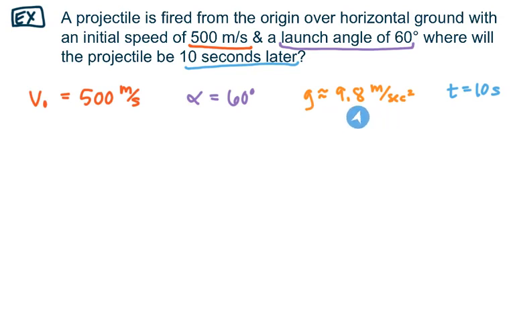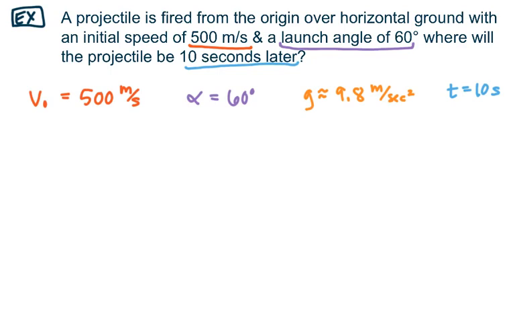As a note for this g, if we were in the imperial system using feet or yards, we use 32.1 feet per second squared. So just keep that in mind when you're working through some of these problems. You may have to know that.